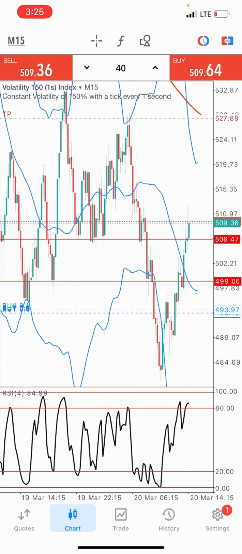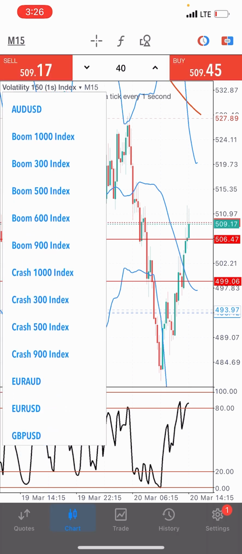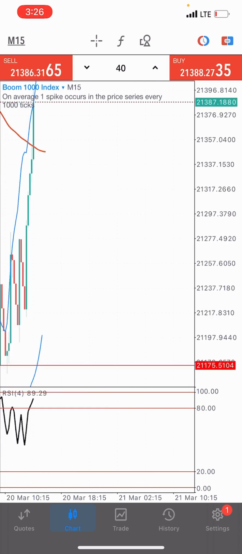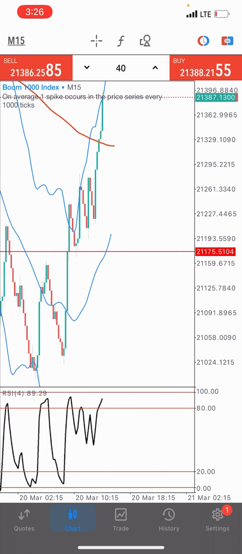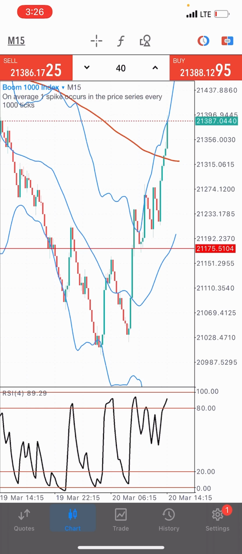Okay, so before I show you the settings and everything you need to know about the strategy, a lot of people are dropping their testimonies about this strategy. So before I show you the parameters of this strategy, I want to do back testing on the boom and crash market first, for you to see how good and how effective the strategy is. Do you understand? So this is it on the boom market.